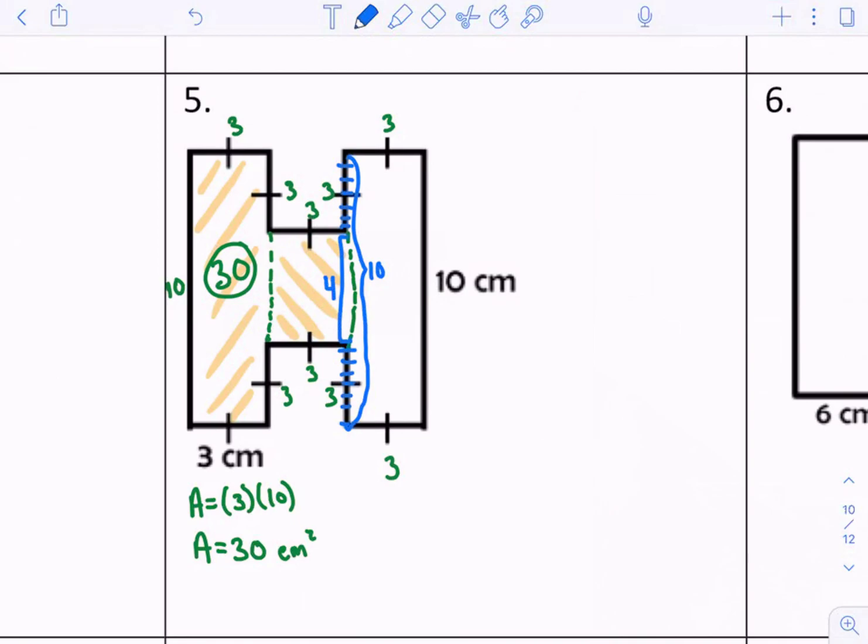And now we have our base times height. 3 times 4 is 12. I'm just showing all the work so that you know where everything came from. I'm just going to circle it so we don't get it confused.